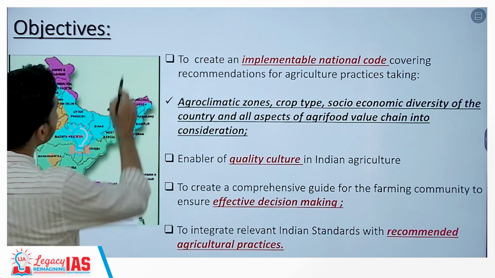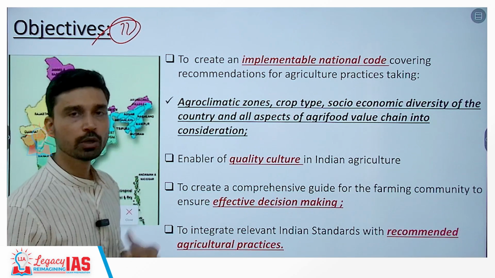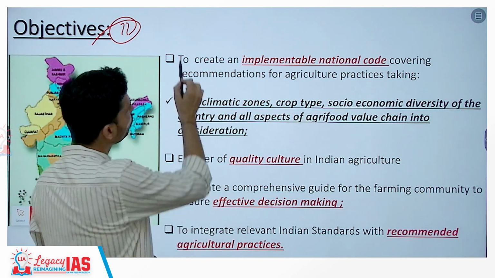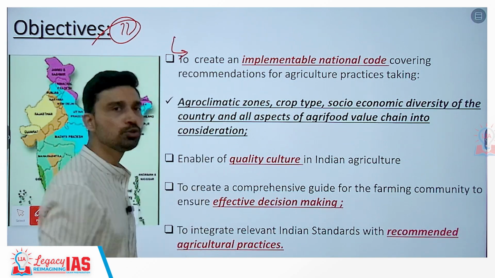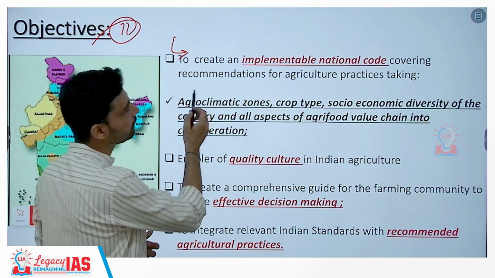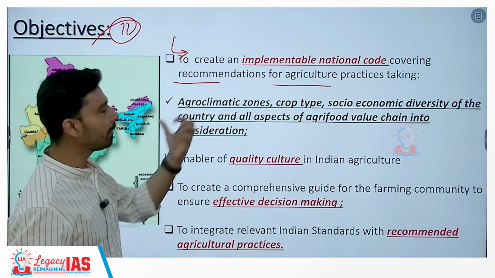So if you try to broadly analyze the objectives of the NSE, what objective is the NSE going to fulfill once it is completed by the BIS? The broad objective we can say is to create an implementable national code covering the recommendation for the agricultural practices, taking agroclimatic zones into account.